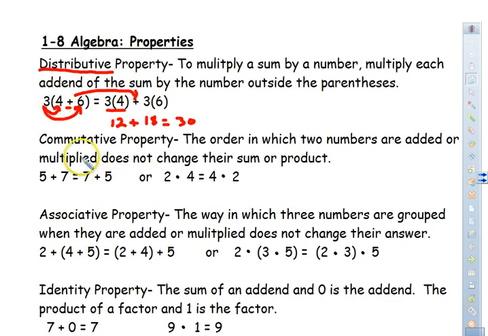This is something you'll use in algebra a lot. In fact, many of these numbers inside will likely be a variable, and then you could solve them from there.